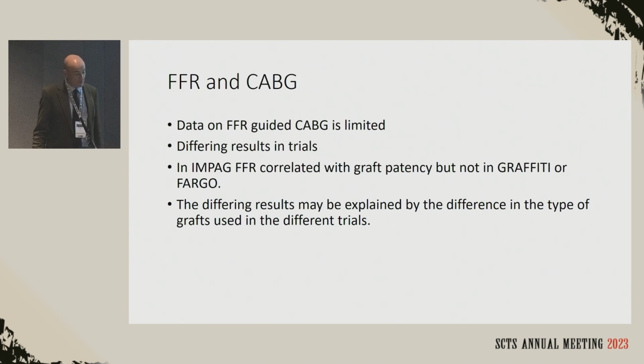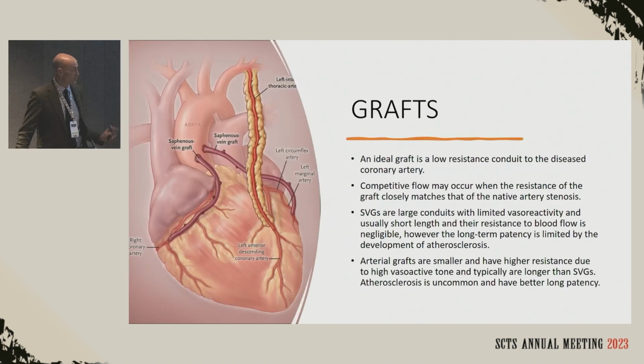Now, I'm cautious here because I'm telling some surgeons about grafts, so I don't want to show my ignorance too much, but an ideal graft is a low resistance conduit to the diseased coronary artery. Competitive flow may occur when the resistance of the graft matches that of the native artery stenosis. Competitive flow is something that we see in the cath lab when you're doing an angiogram and injecting down your LAD, and you'll see pauses in flow because the flow is also coming down the LIMA. It's something you tend to see in arterial grafts.